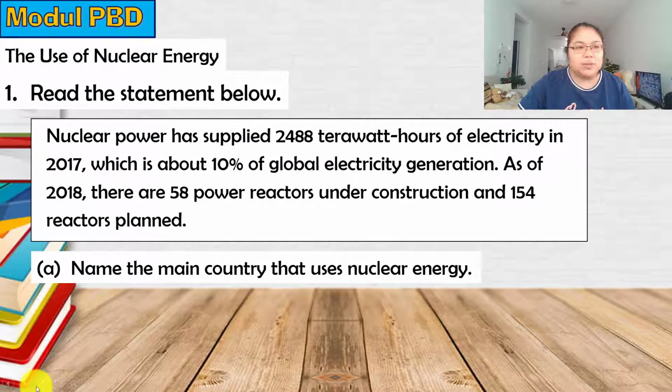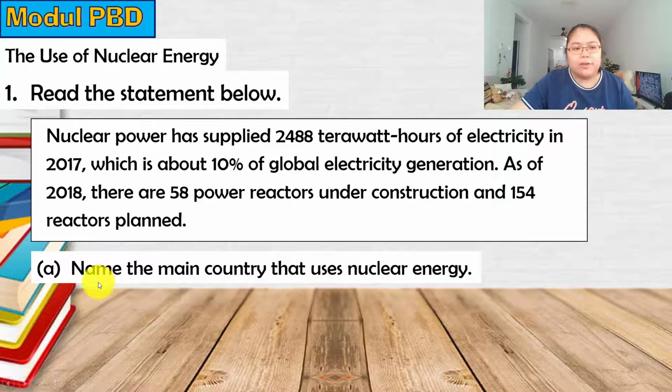Okay, let's see the first one. This one is the use of the energy. The first question. Read the statement below. Nuclear power supplied 2,488 terawatt hours of electricity in 2017, which is about 10% of the global electricity generation. As of 2018, there are 58 power reactors under construction and also 154 reactors planned.